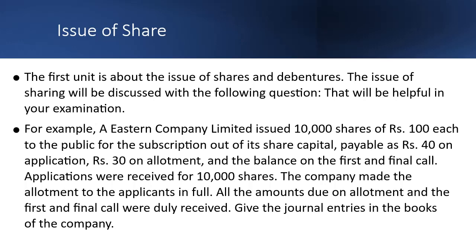A Eastern Company Limited issued 10,000 shares of 100 rupees each to the public for subscription out of its share capital, payable as 40 rupees on application, 30 rupees on allotment, and the balance on the first and final call. Applications were received for 10,000 shares. The company made the allotment to the applicants in full. All the amounts due on allotment and the first and final call were duly received. Pause the video and read the example carefully.